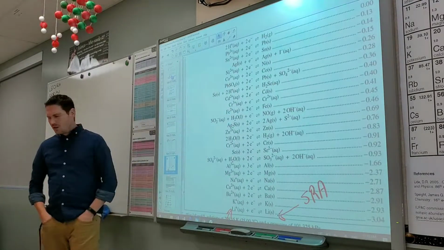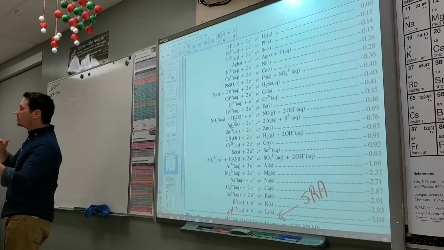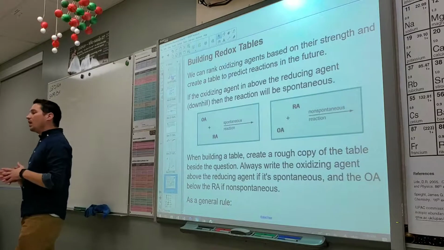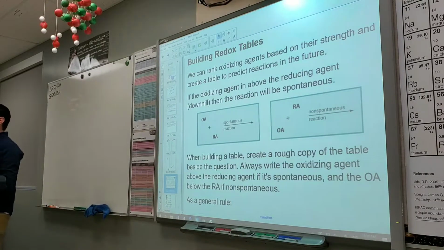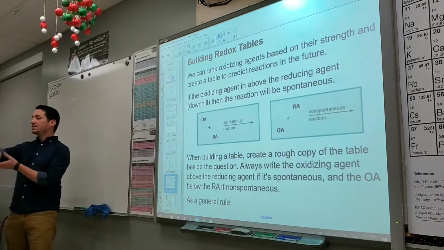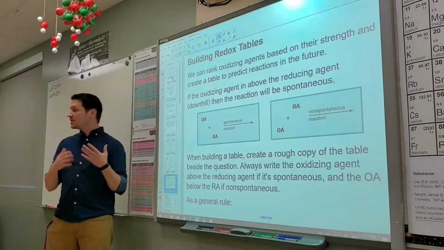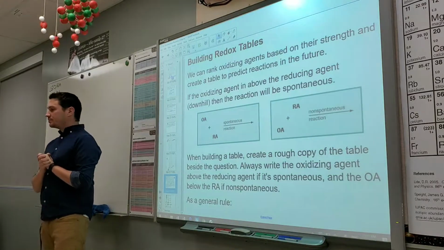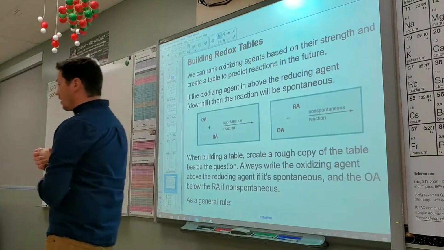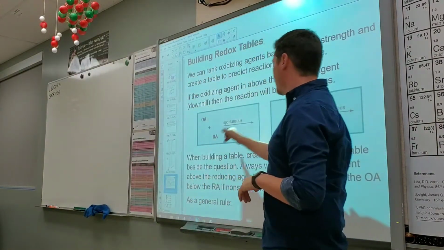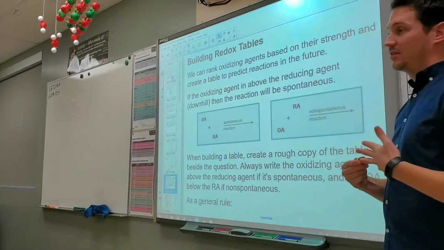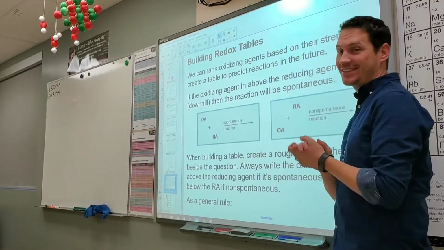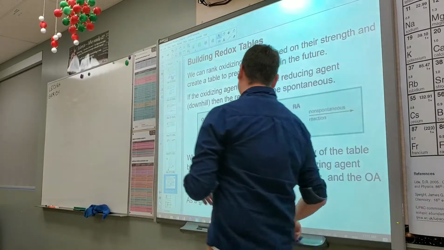Okay. So I'm going to scooch back and forth. But you can predict whether or not something is spontaneous or non-spontaneous. You can predict that using your table. What do you notice about this and this? It's uphill and downhill again, isn't it?